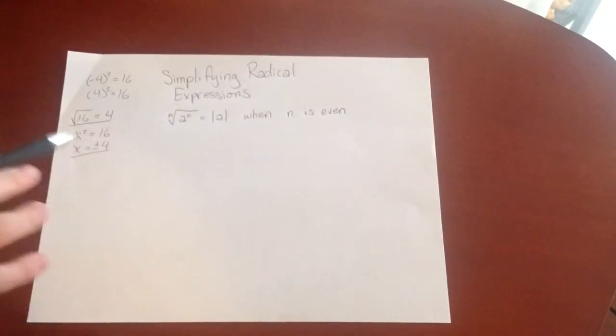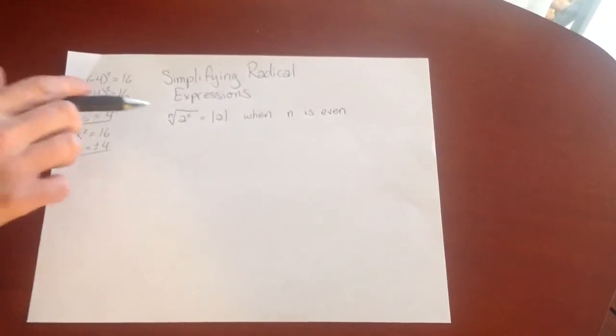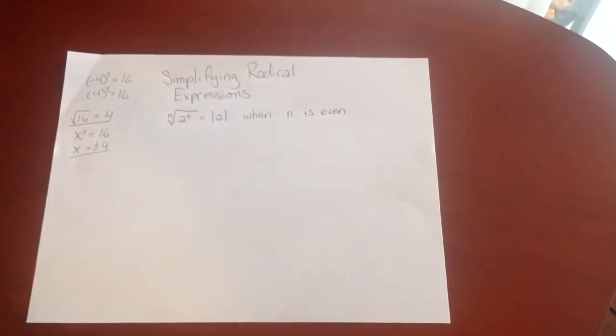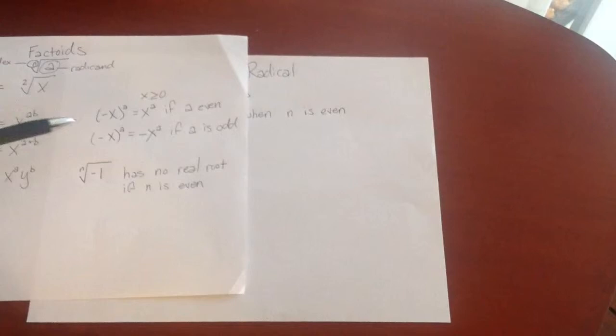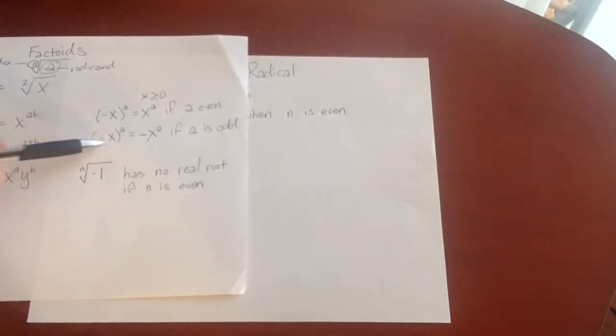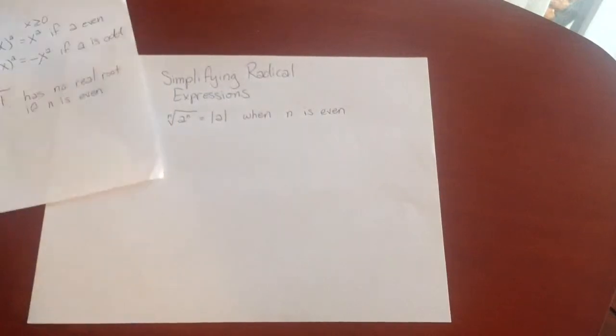So let's get started with an example of this. Note that this is only for an even index. When we have something cubed, we don't consider the absolute value of it, because it goes back to the factoid that if we take a negative number and raise it to an odd power like 3, we get back a negative number. So the cube root of a negative number is never going to be positive. It has to be negative, because a negative times itself 3 times will get you back a negative.